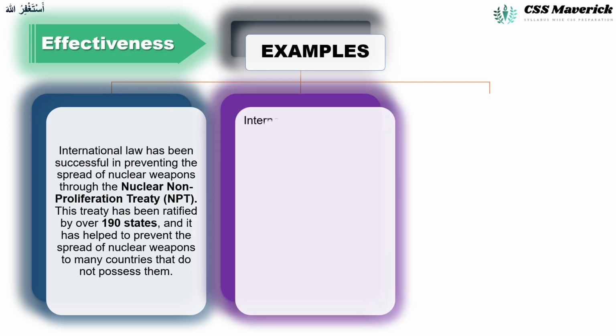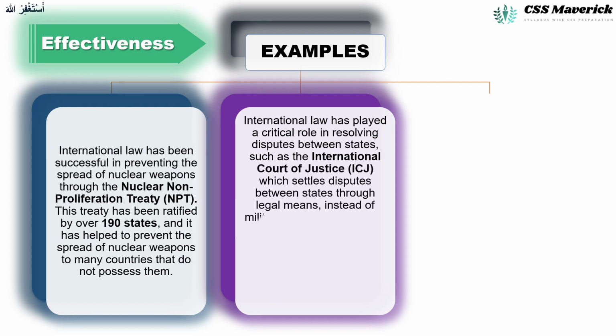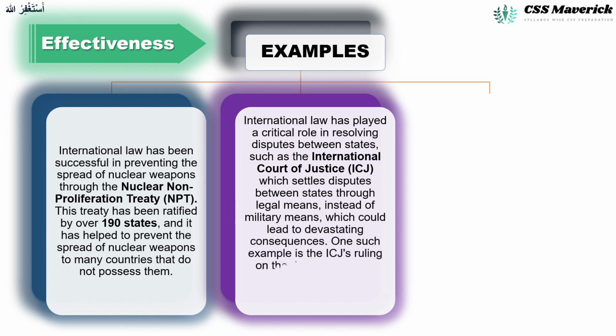Now the second is that international law has played a critical role in resolving disputes between states, such as the International Court of Justice, which settles disputes between states through legal means instead of military means, which have led to devastating consequences. One such example is the ICJ's ruling on the dispute between Bolivia and Chile over access to the Pacific Ocean.